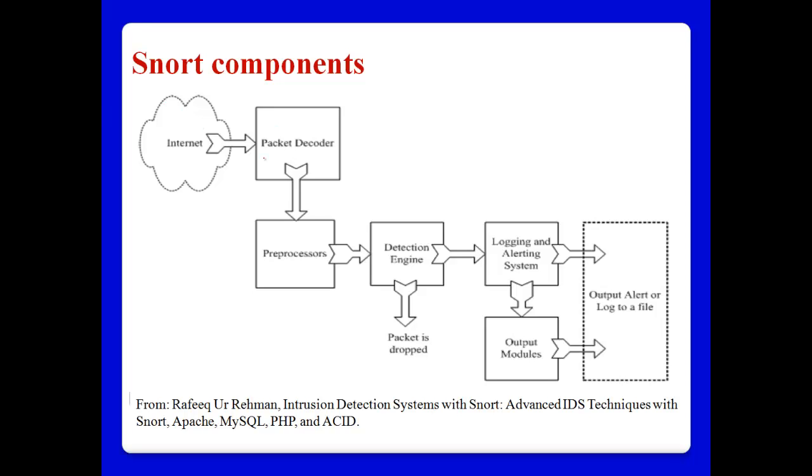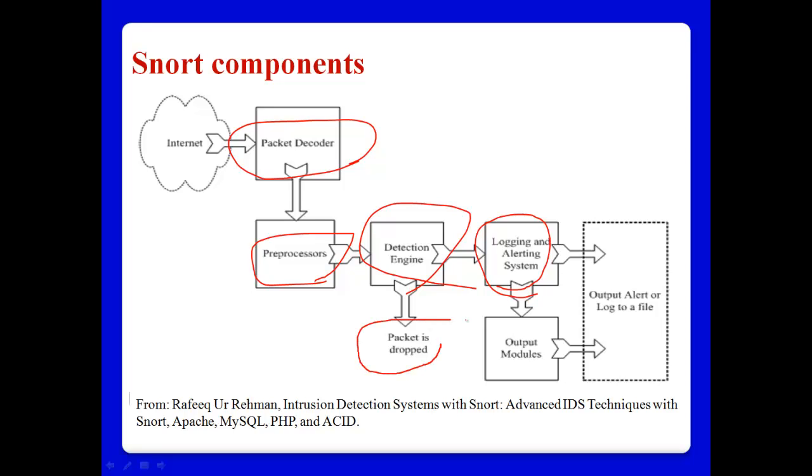So here Snort consists of the packet decoder, preprocessors, the detection engine, and the logging and alerting system. If the Snort detection engine detects a malicious packet, then normally this kind of packet will be dropped by Snort. And if the logging and alerting system receives the packet from the detection engine, it sends it to the output alert or log to file, or sends it to output modules. By output modules, this kind of packet will be logged to a file as well.